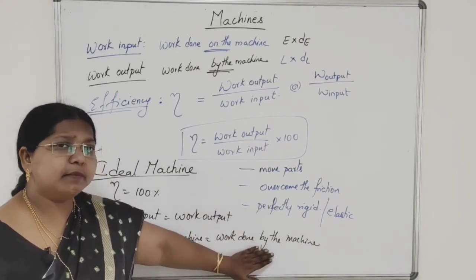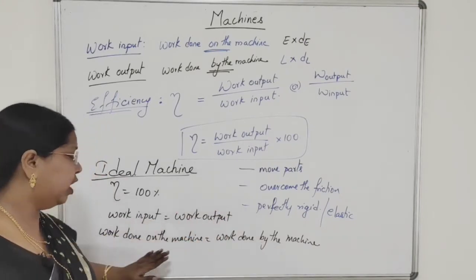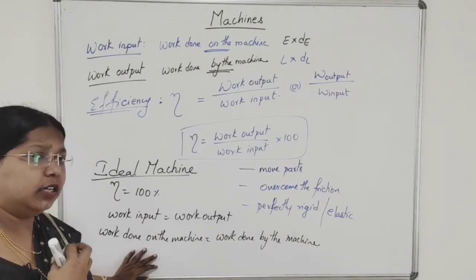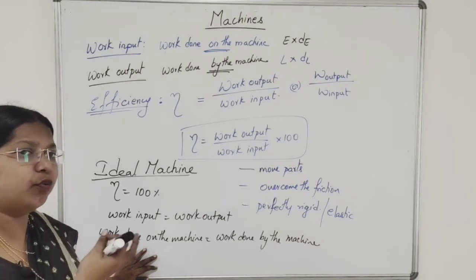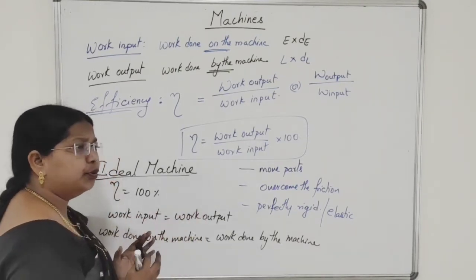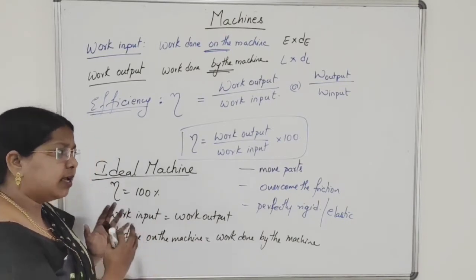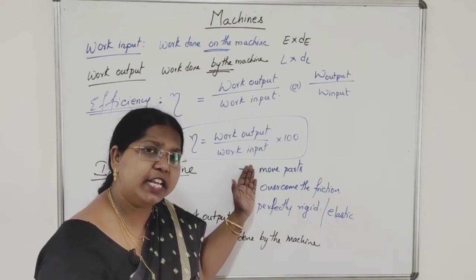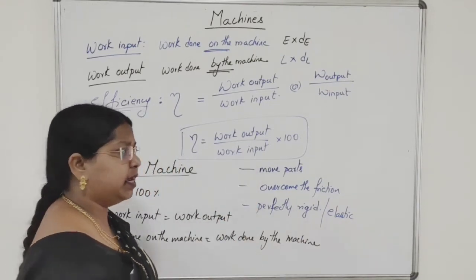So work done by the machine is not equal to work done on the machine, the input that we are giving. The input that we are giving is not equal to the output that the machine is doing, because some part of our input is used to move the parts of the machine, which have some weight. All the parts of the machine will have some weight.